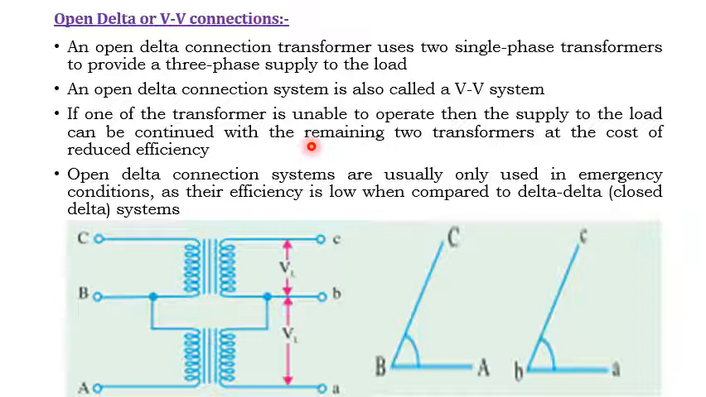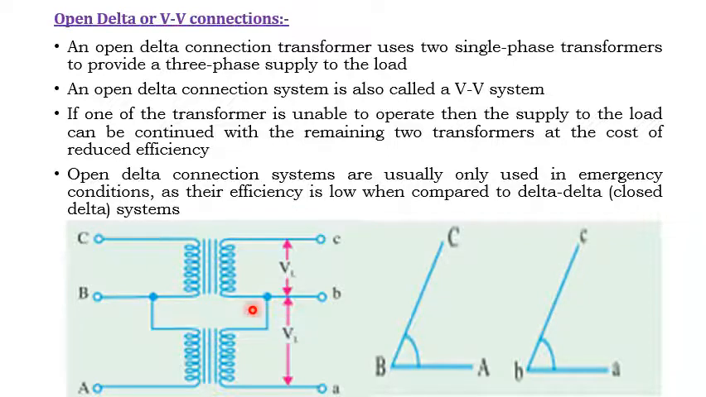So open delta connection means any one of the transformers can be removed from the connection. The entire system operates on two transformers. That connection is called open delta. So the open delta connection configuration is shown here. Open delta connection systems are usually only used in emergency conditions, as their efficiency is low when compared to the delta-delta system.